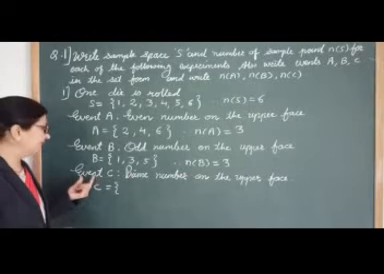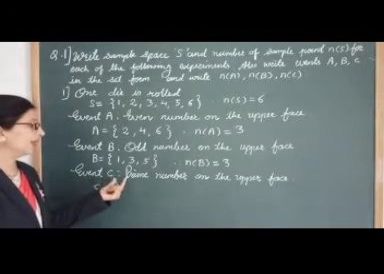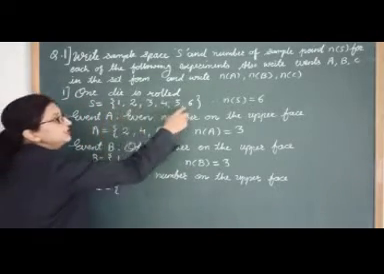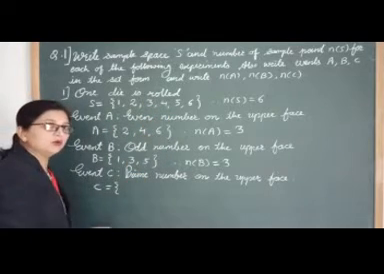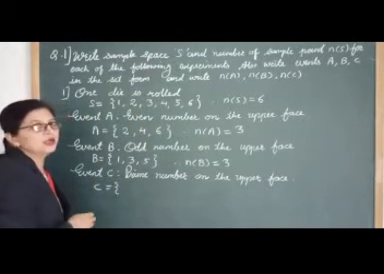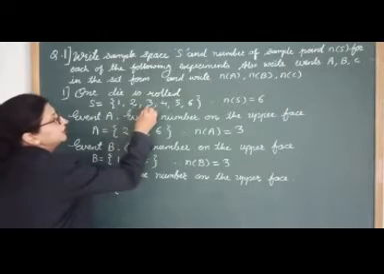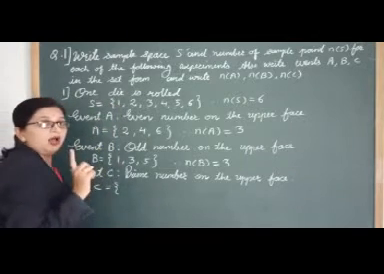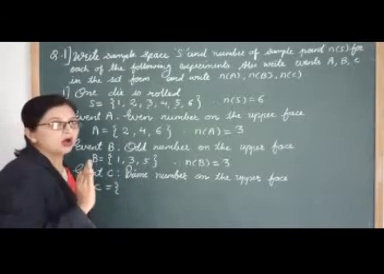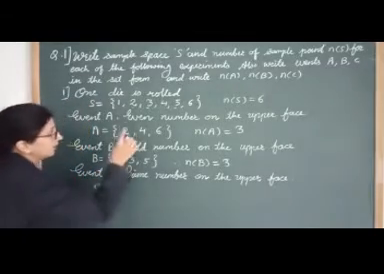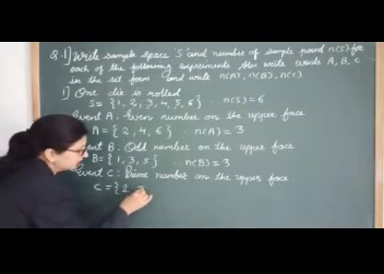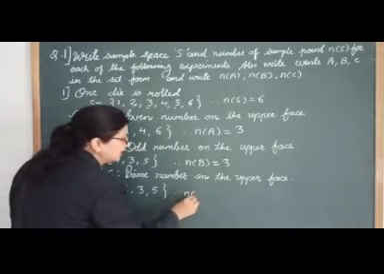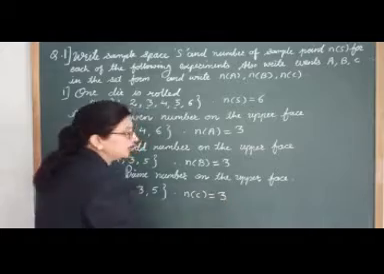Now lastly, event C. What is that? To get a prime number on the upper face. So from 1 to 6, what are the prime numbers? That only we have to write for event C. So the prime numbers are 2, 3 and 5. Dear students, here 1 is neither prime nor composite. So prime numbers 2, 3 and 5, and the number of points in event C is also 3.